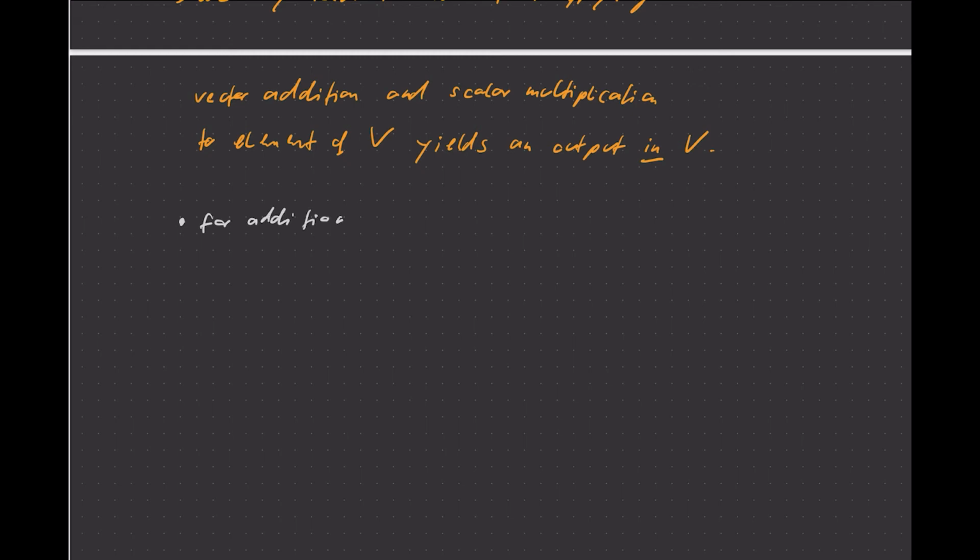Let's start with addition. So let's say we have two vectors a, b that are contained in V. That means there is lambda 1 in R with a equals lambda 1 times (2, -1). A is in V, so it must have that form for some lambda. So we know there is a lambda such that we can write A in this way.